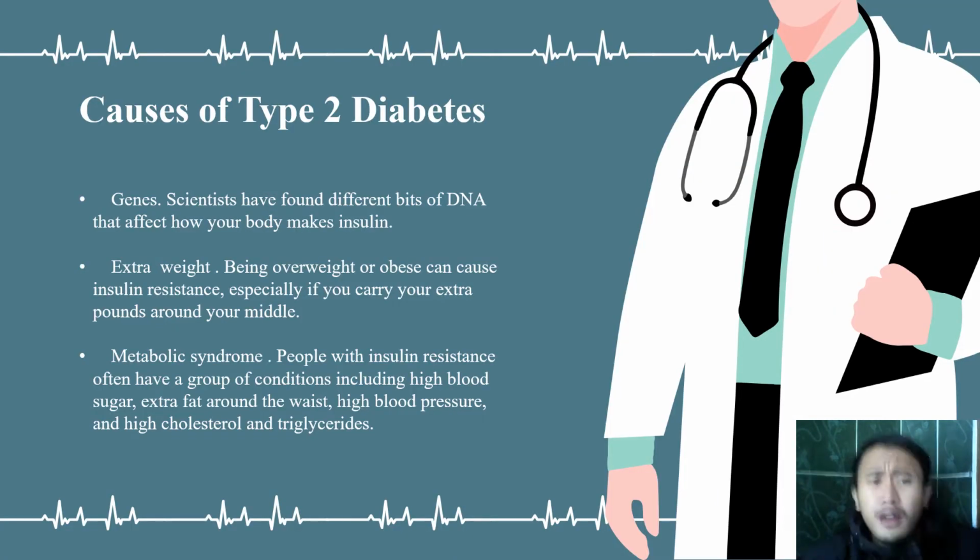Next, causes of type 2 diabetes. First, genes. Scientists have found different bits of DNA that affect how your body makes insulin. Second, extra weight. Being overweight or obesity can cause insulin resistance, especially if you carry your extra pounds around your middle. Third, metabolic syndrome. People with insulin resistance often have a group of conditions including high blood sugar, extra fat around the waist, high blood pressure, and high cholesterol and triglycerides.